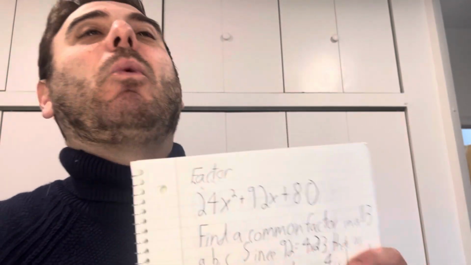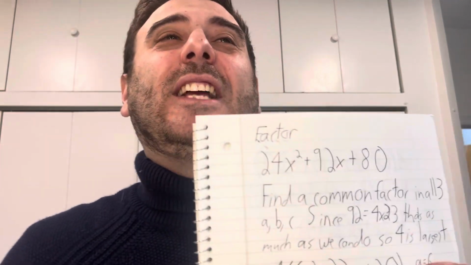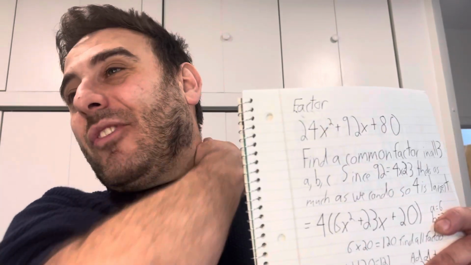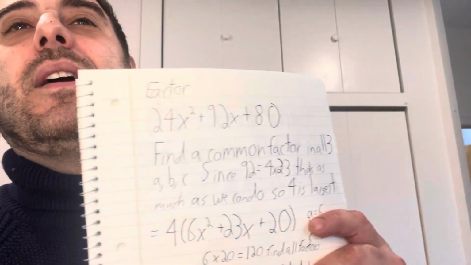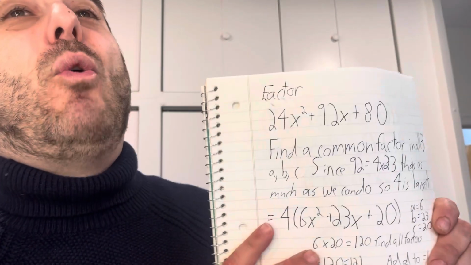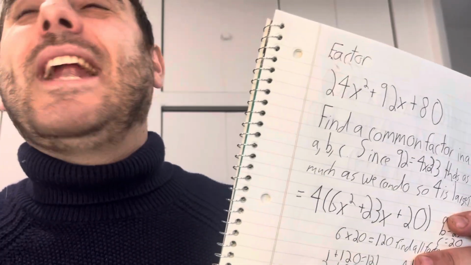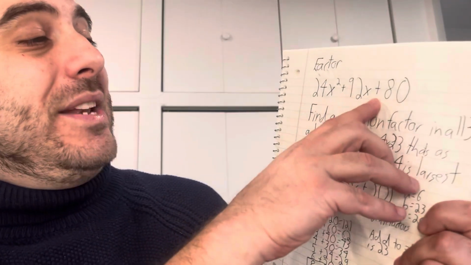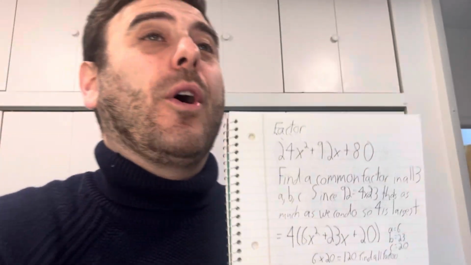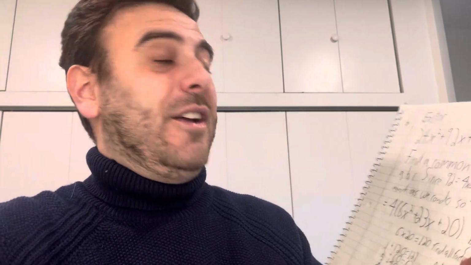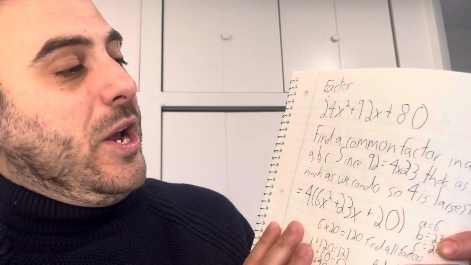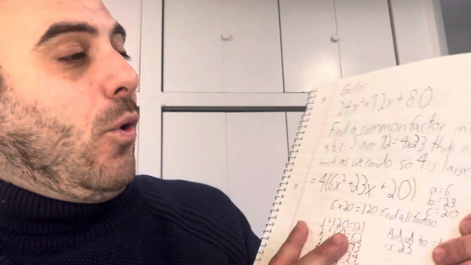Again, the first thing we want to factor out is, is there a constant that goes into 24, 92, and 80? And yes, there is. Well, two goes in as well, but the number that is the largest in this case is 4. If you try any number bigger than 4, 8 doesn't go into 92, and 10 doesn't go into 92 or 24. So unfortunately, the only number that you can divide out in this case is the number 4, okay?